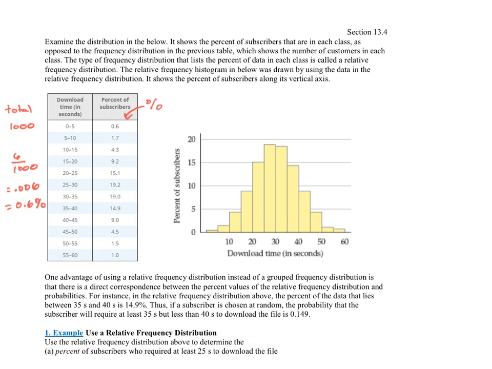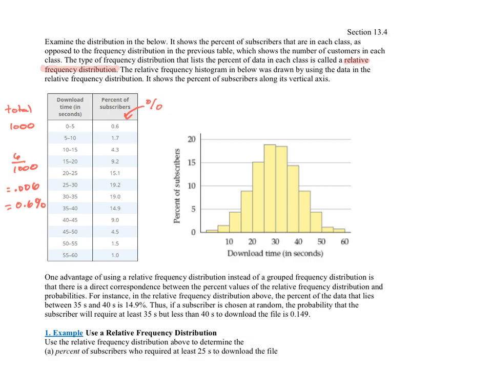Okay, sorry about that. Let's get back to this. It says examine the distribution below. It shows the percentage of subscribers that are in each class as opposed to the frequency distribution in the previous table, which shows the number of customers in each class. The type of frequency distribution in the list of percentages is also called a relative frequency distribution. So that's what we're dealing with now. They call it relative because it's relative technically to the sample, not the population, but that's fine.